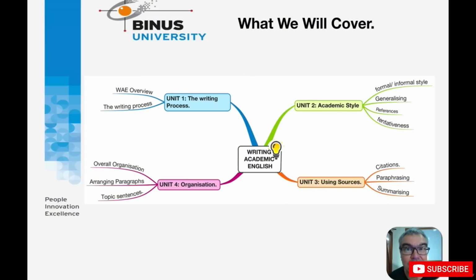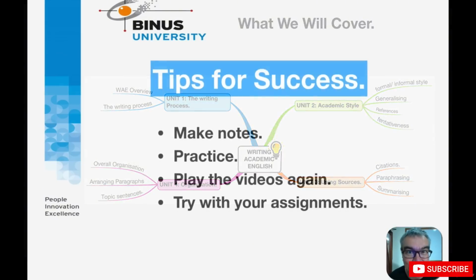Finally, Unit 4 is about organization. Having your work clearly and logically organized is very important. So this unit will consider the overall organization of your writing. We will also look at paragraphs and how to organize your paragraphs. And then within a paragraph, the topic sentence, which is a very important tool. So we're going to look at that as well.